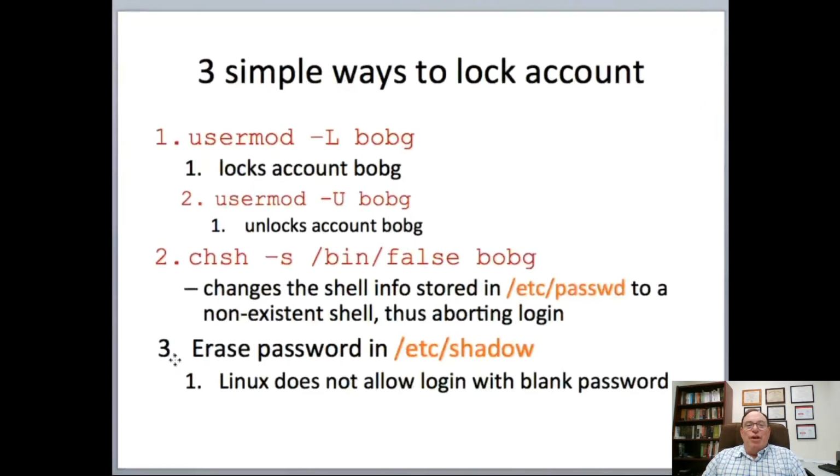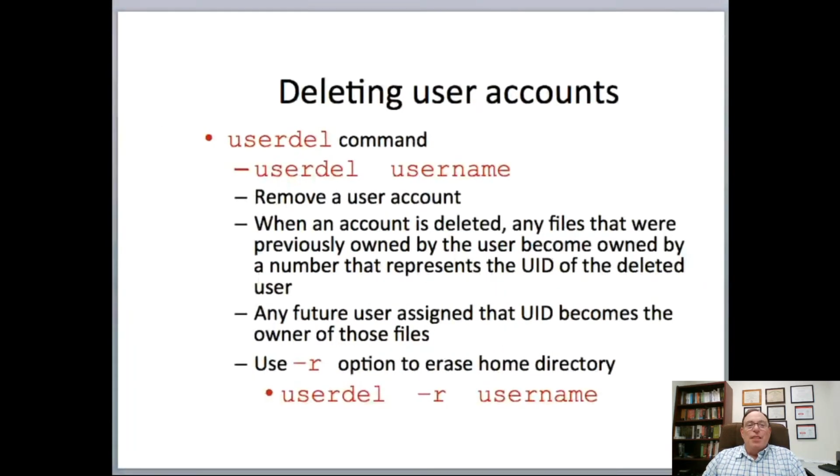There are 3 simple ways to lock an account. You can use usermod with the -L and the account name. That will lock the account, Bob G in this case. To unlock it, you'd use usermod with the -U. You could use usermod with the -s, changing the shell to false for that username, which basically changes everything over to a non-existent shell. Or, as we mentioned, you could erase the password.